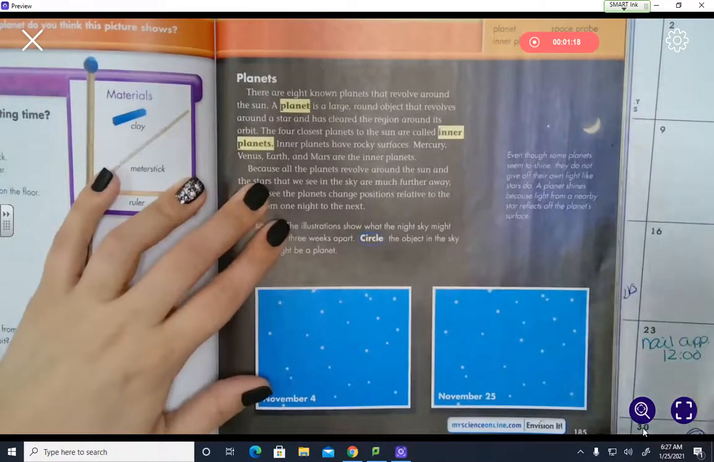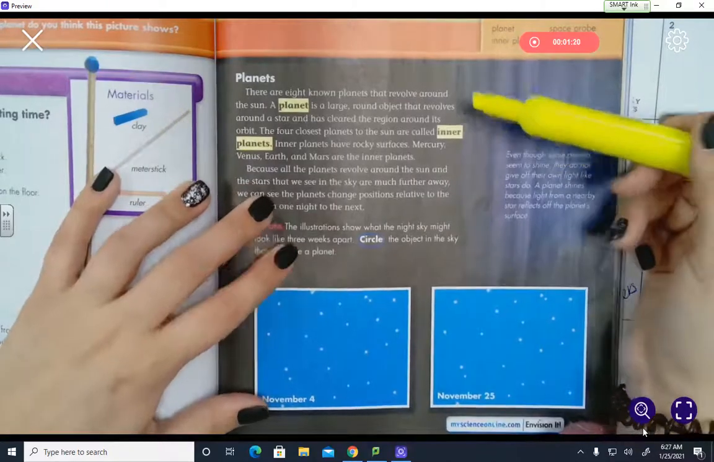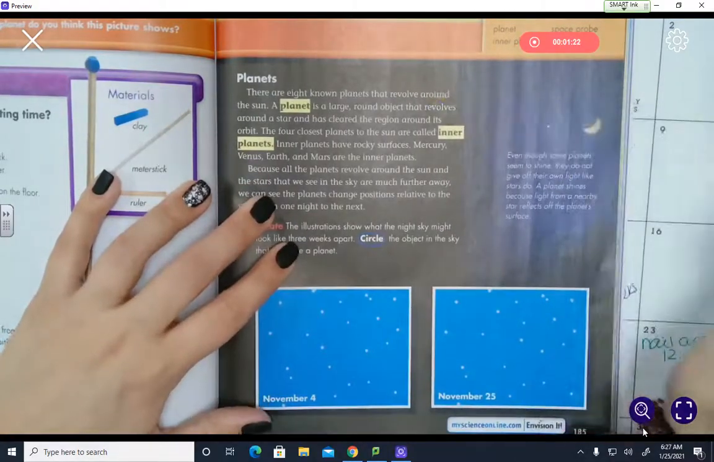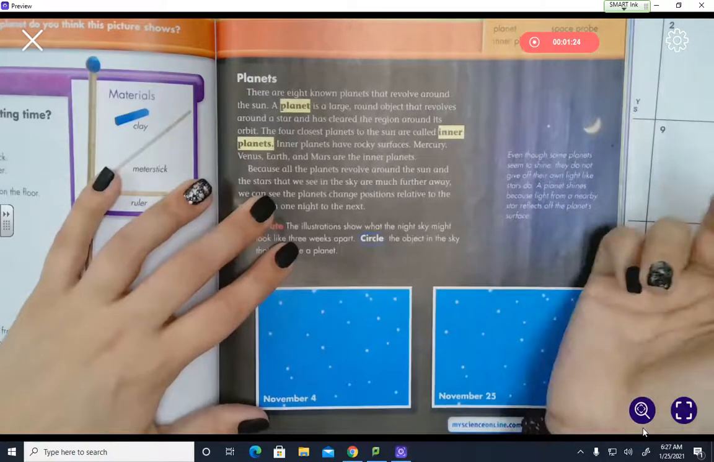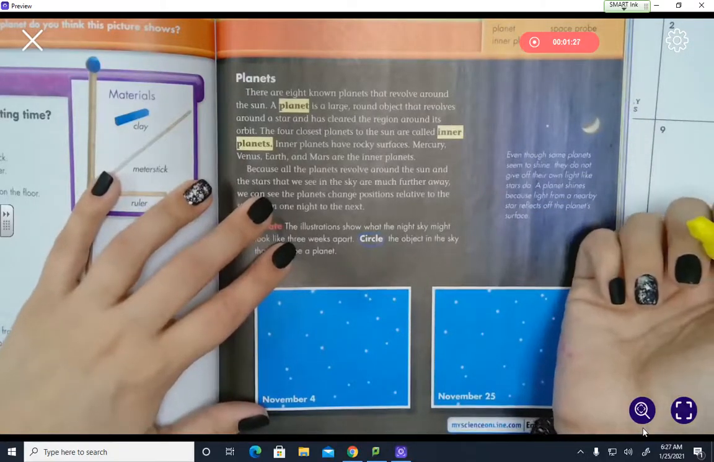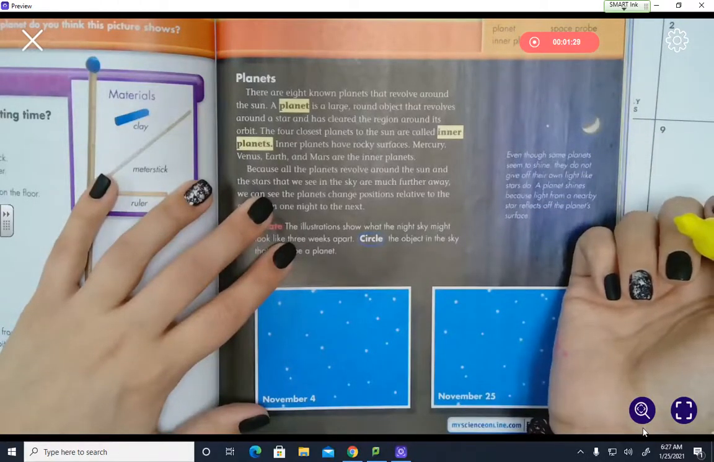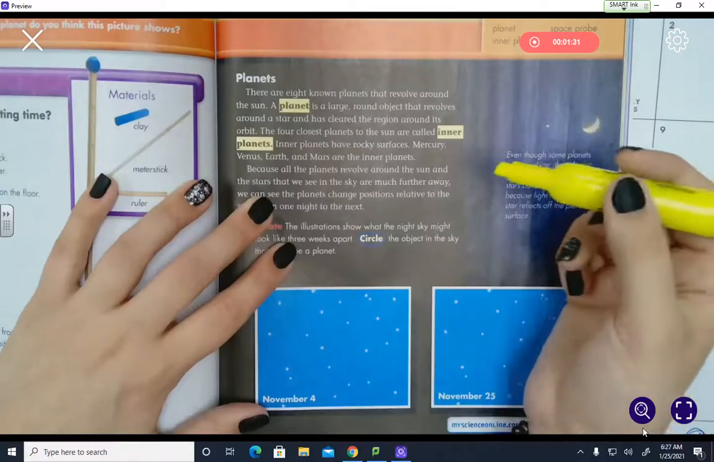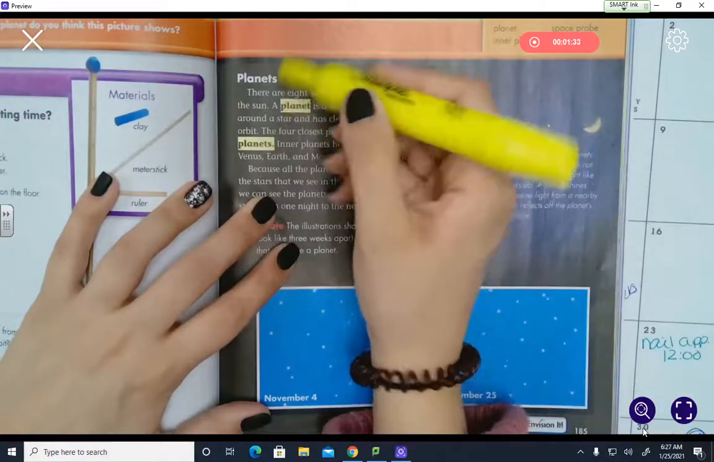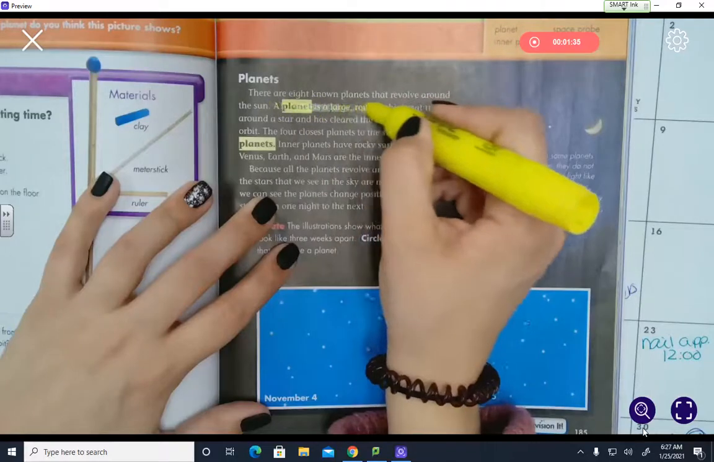Page 185, planets. There are 8 known planets that revolve around the sun. A planet is a large, round object that revolves around a star and has cleared the region around its orbit. Go ahead and highlight the definition for a planet.